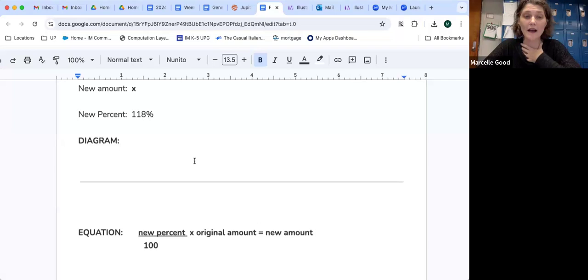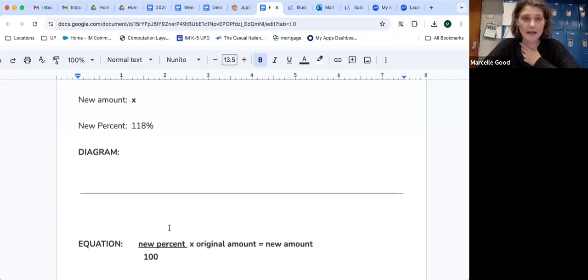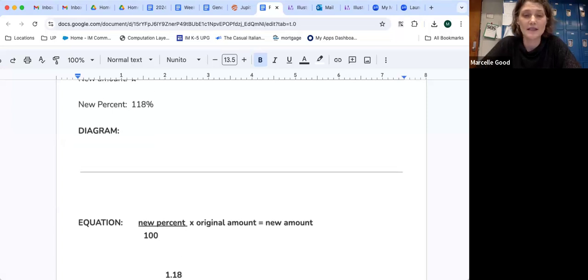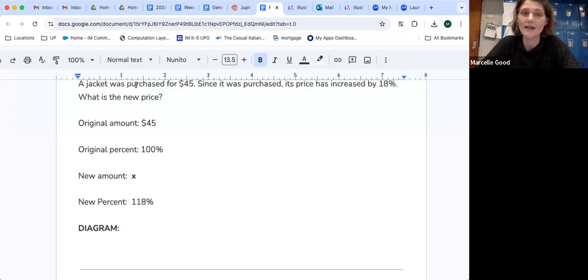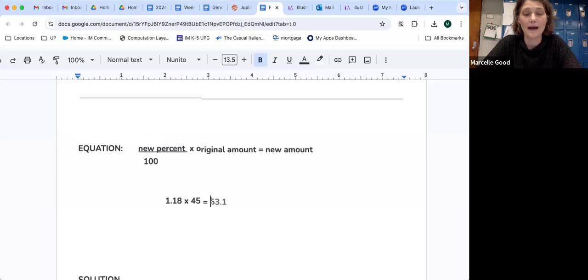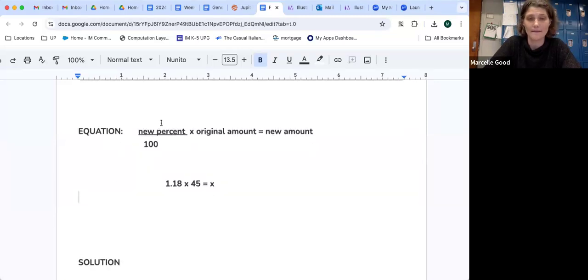So we can go back up and look. New percent divided by 100. So we think, what is 118% as a decimal? We move the decimal point 2, or we use a calculator to divide by 100. So that new percent is 1.18 times the original amount. Do we know it? Yeah, the original amount is 45. And that gives us the new amount, which in this case is X.